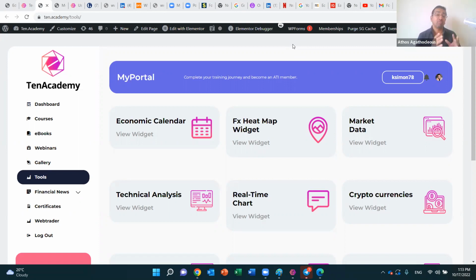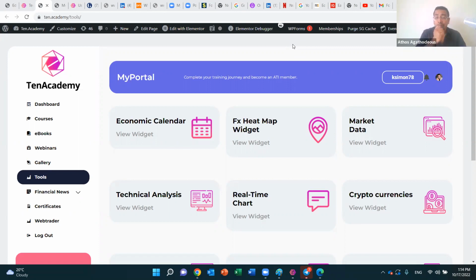Okay, so let's start off with the major tools that we could be using on a daily basis before we reach out onto your chart or log into your trading platform, your 10 Trades trading platform. What is really important here is with the 10 Academy's dashboard, we have got the heat maps, market data, and technical analysis right here, but the two most important little widgets are the economic calendar and the Forex heat map.